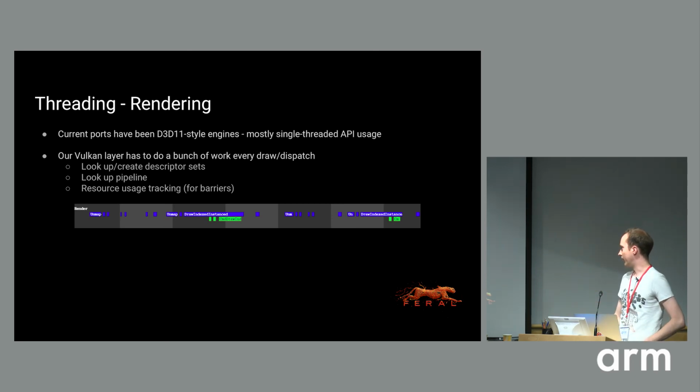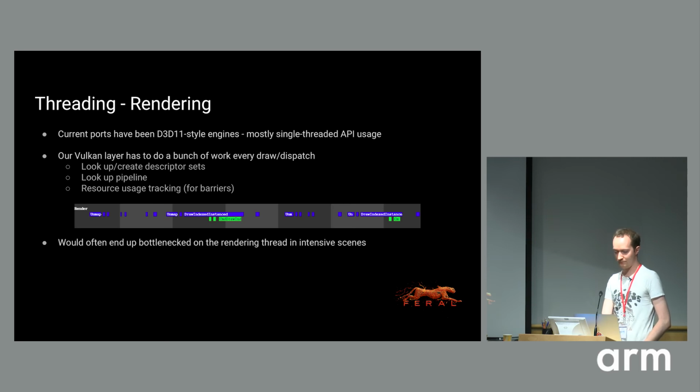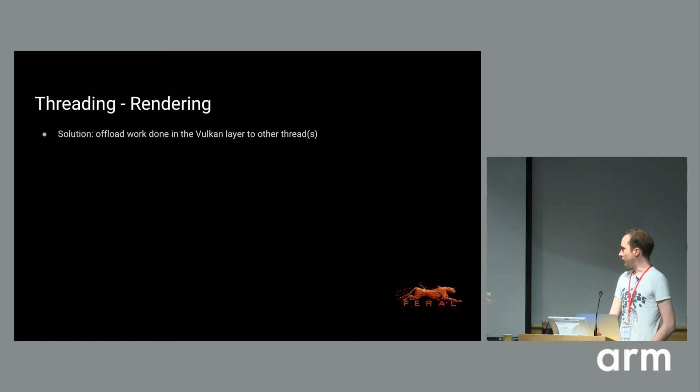If you look there, that's a profiler example output where the blue blocks are work in our Vulkan layer, green blocks are work in the driver, and the gaps in between are other logic happening on the game's rendering thread in Rise of the Tomb Raider. We'd often find that we ended up bottlenecked on the rendering thread during some intensive scenes. So to try and improve that, we implemented an option that basically offloads all of the work we're doing in our Vulkan layer onto a worker thread.